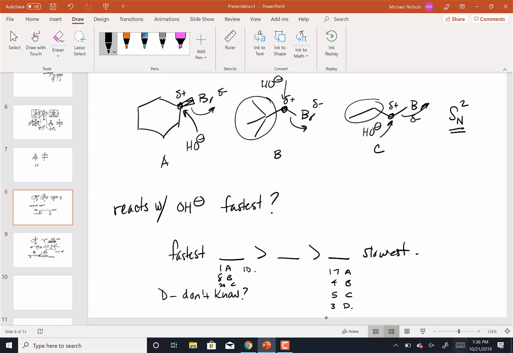And so in this case, B would have been in the middle because it's primary first and then secondary after that. Now you could probably make an argument that maybe B and A might be flipped. We'd have to do the experiment to figure that out. But for the most part, we go primary, fastest, then secondary. So we're again looking at steric hindrance as the basis for the reactivity. So fastest, C. Slowest, A.